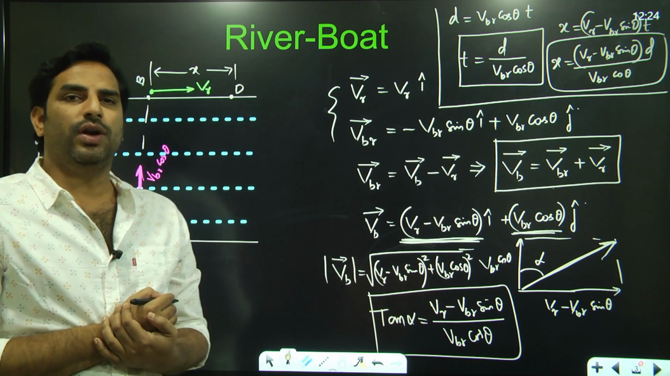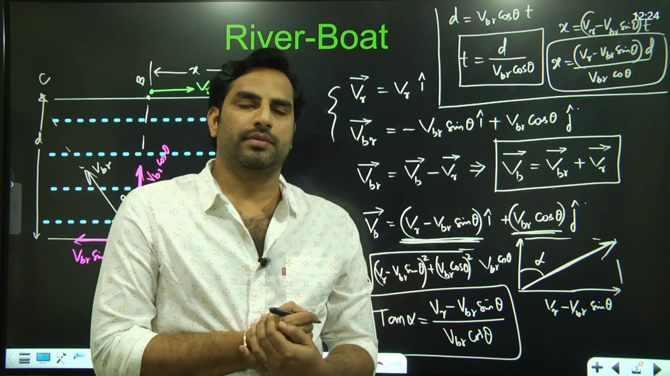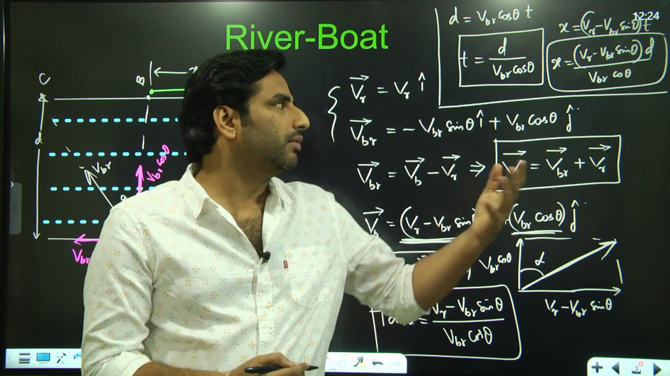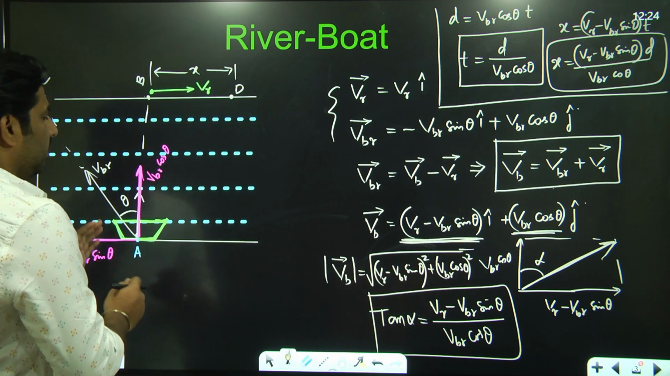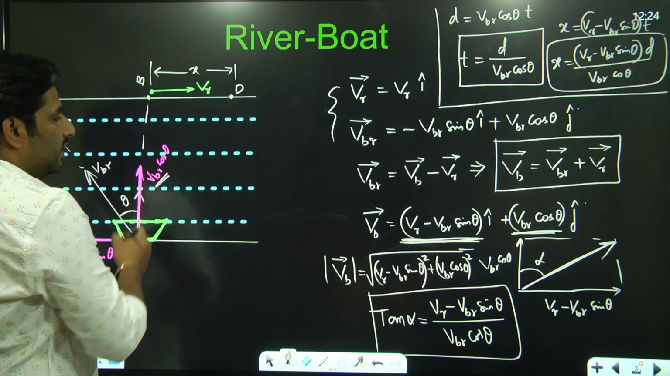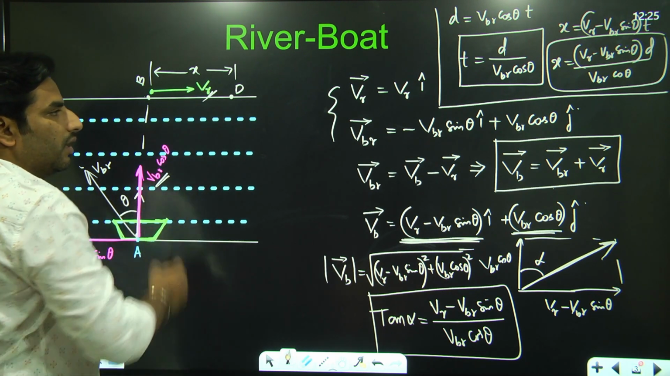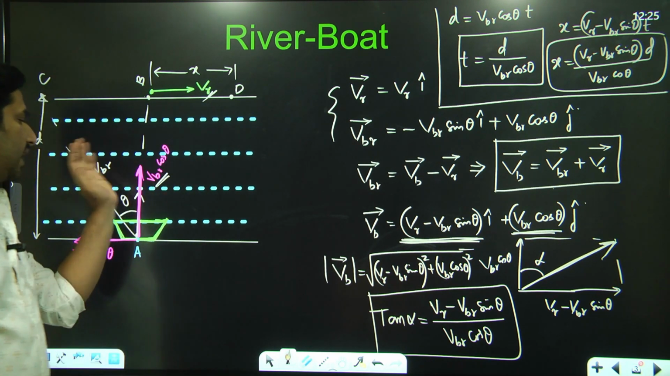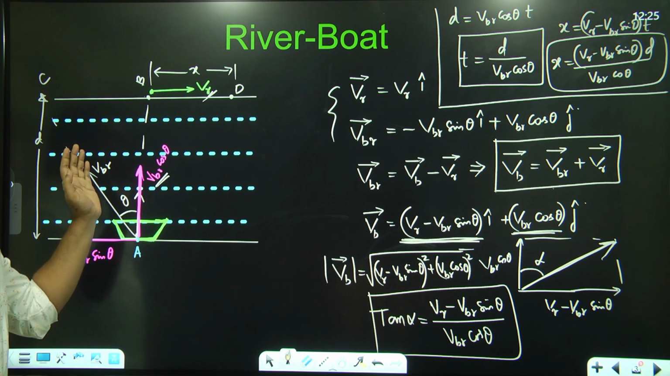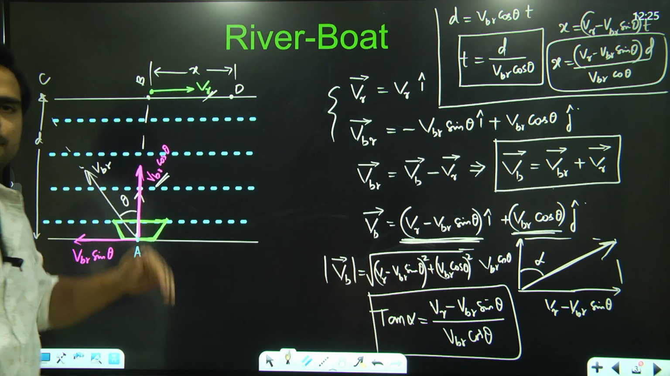Now, what is the shortest time that the person can take to cross the river? For shortest time, all are fixed. VBR is fixed, it is his capacity. VR is fixed, it is the water current. All he can do is change his angle with respect to the water. For different angles, he is able to reach the opposite bank in different times.